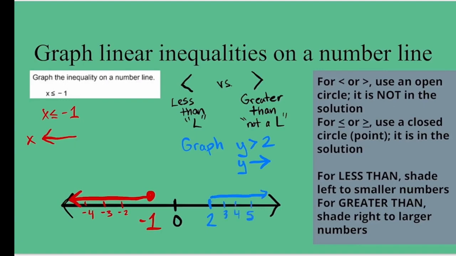So we use a circle. Again, I'm doing it above the line, but it should be on the line. We are going to use an open circle for this because there is no equal sign. So no equal sign, that's open. Equal sign, or half an equal sign, then it's closed.